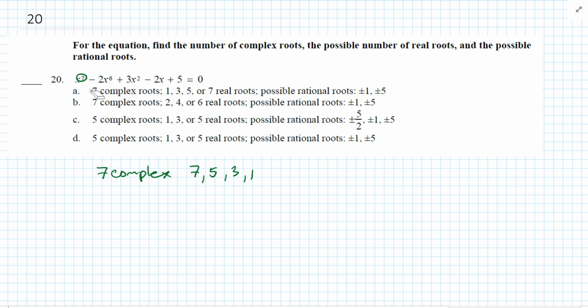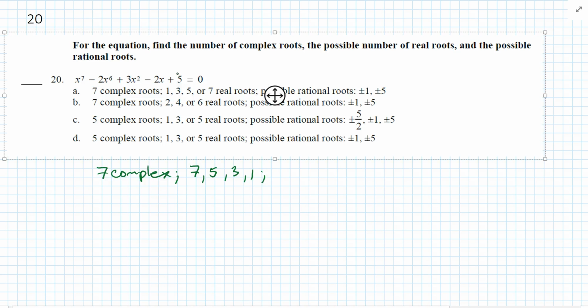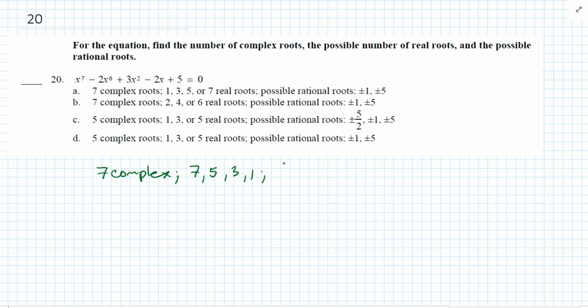And what are the possible rational roots? Well, the possible rational roots are pretty simple. They've got to be all the possible factors of 5. So it would be plus or minus 5 over 1. So plus or minus 5 or plus or minus 1. So the answer is A.